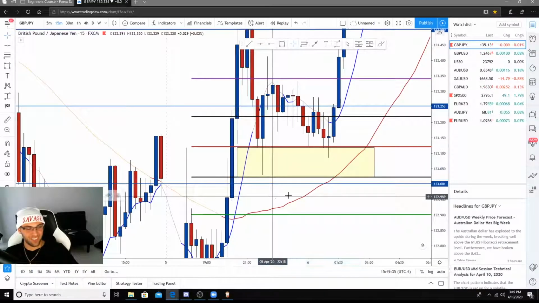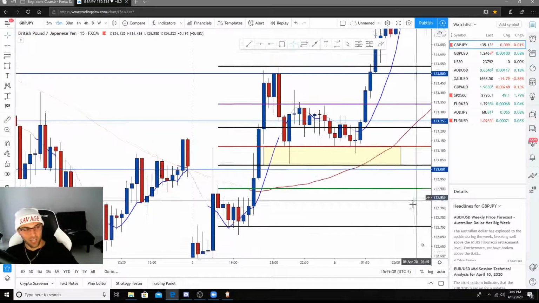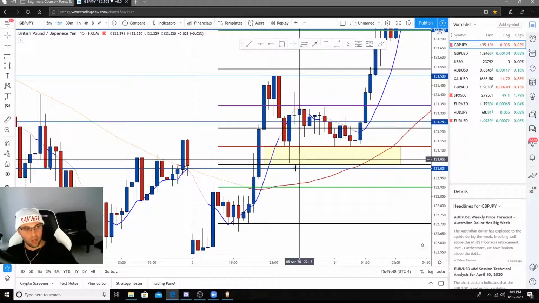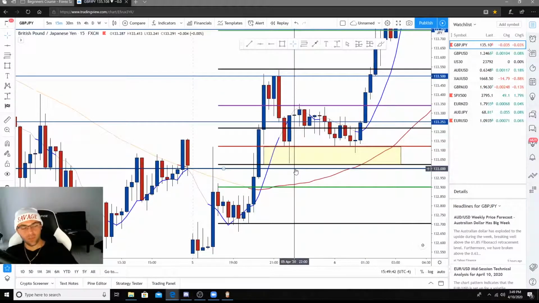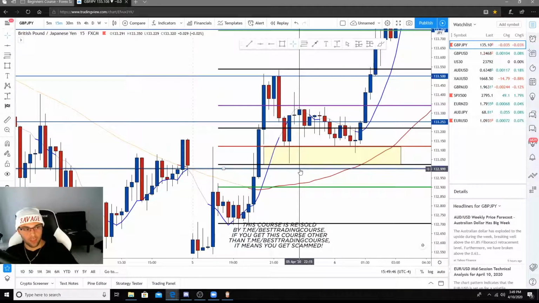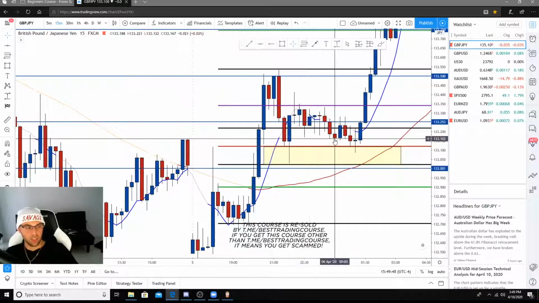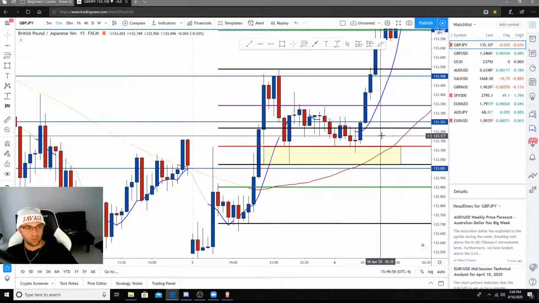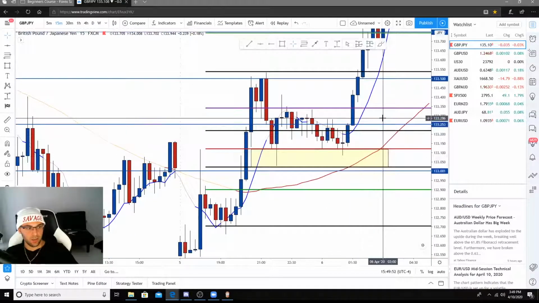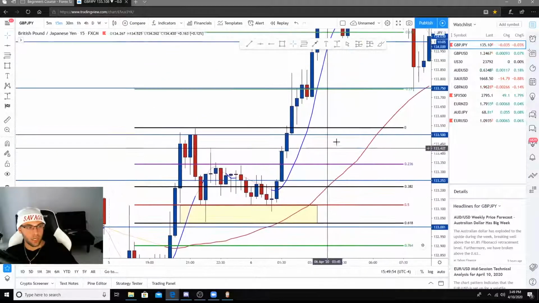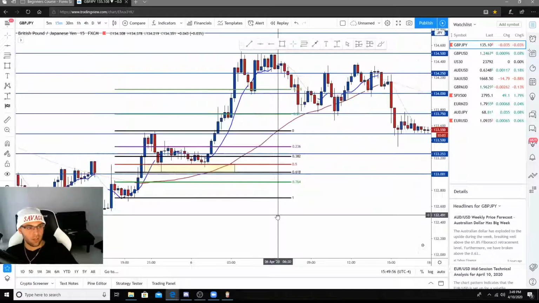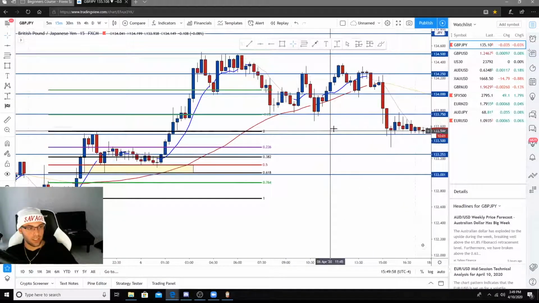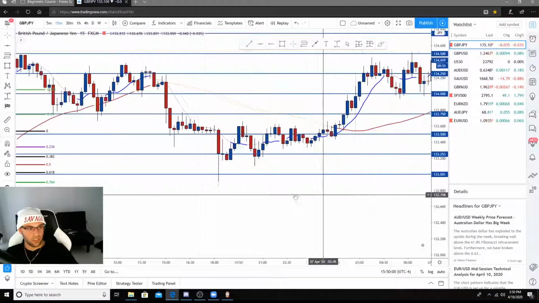Sorry, I'm confusing myself. It did go touch our entry in the golden zone for a long, but it didn't touch the quarters theory point. So don't depend on it, because if you're waiting for this point to get touched to enter, and then boom, look, as you can see, it never touched it. It kept going and going. So as you guys can see, everything is looking good.